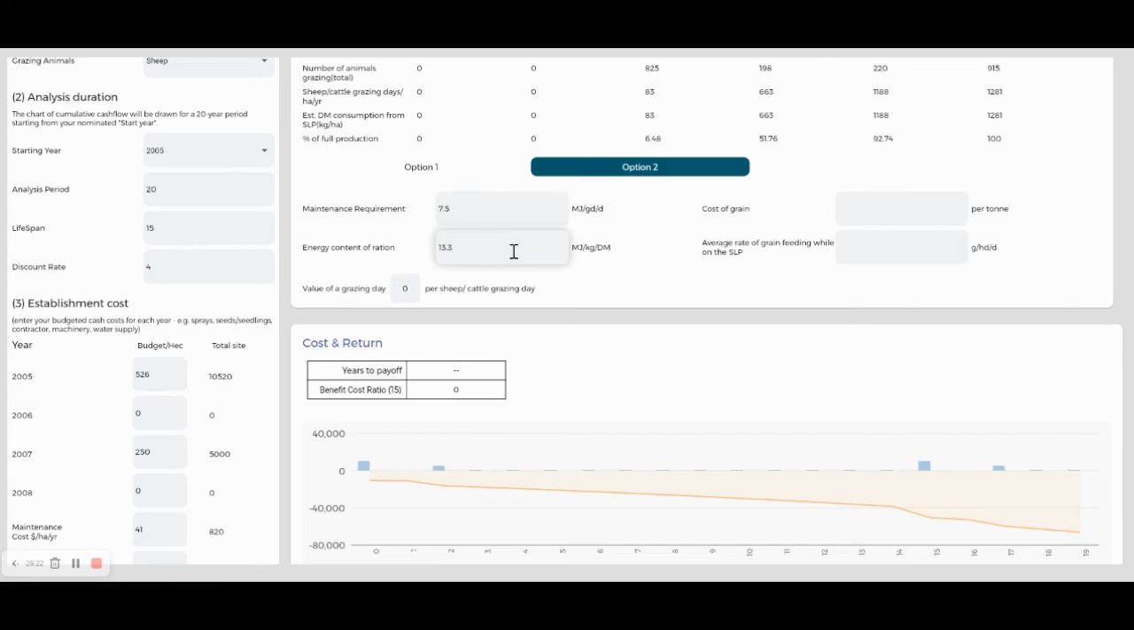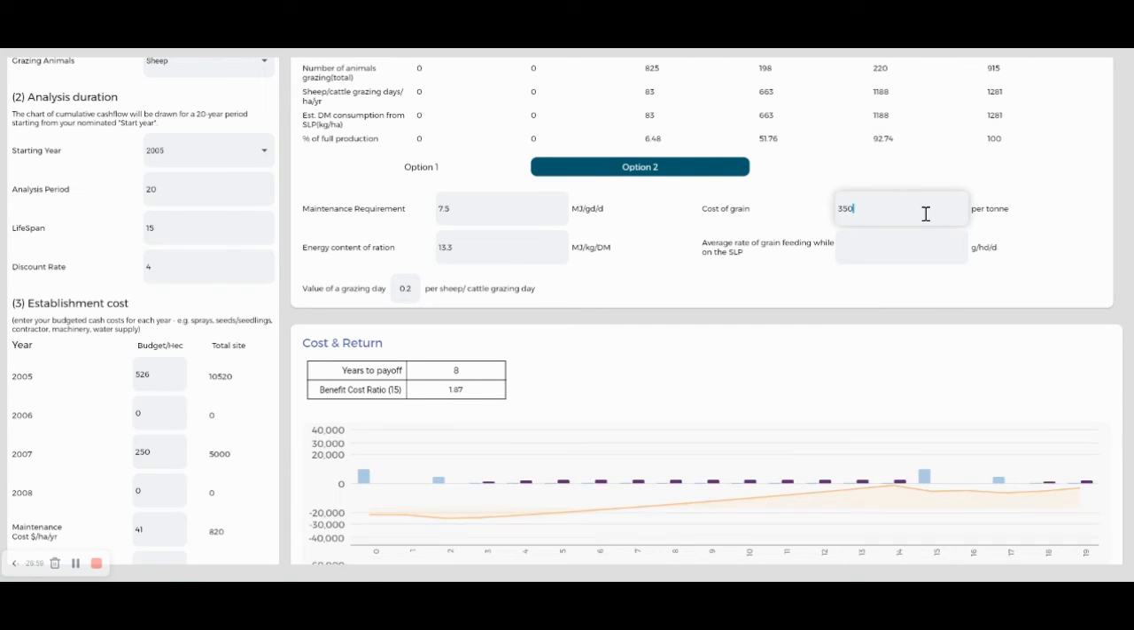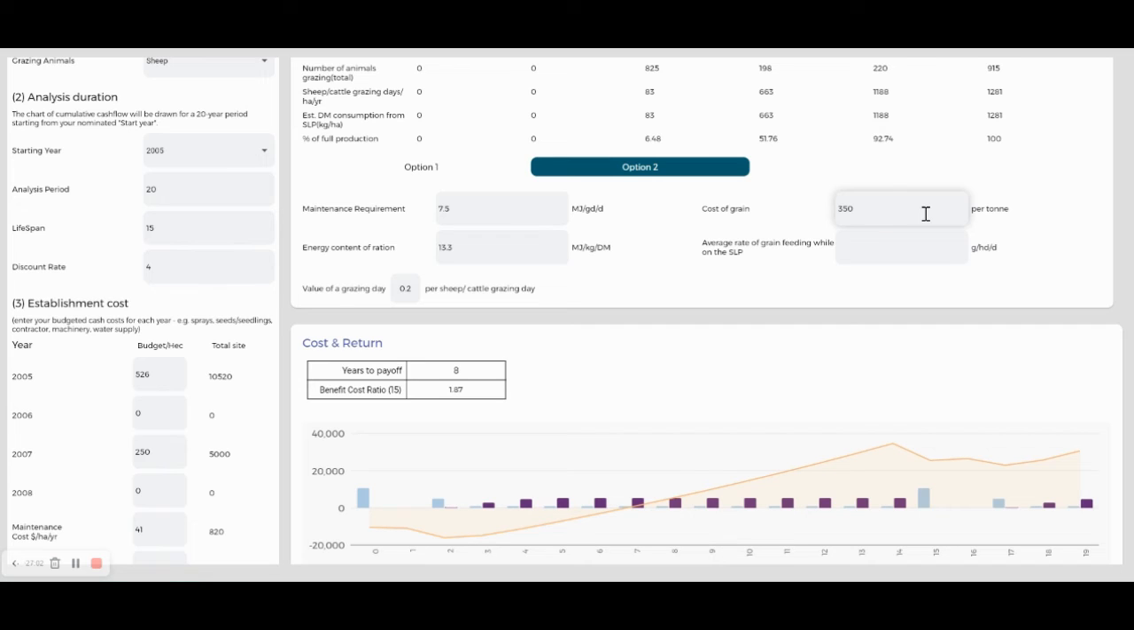The energy content of the ration, so 13.3 is a typical number if you're feeding lupin grain. If you're going to be valuing this using oats or barley, you would likely use a lower number, so maybe somewhere around 10 or 11 for oats, and around 11.5 to 12.5 if you're using barley. And then you put in the relevant cost for the type of grain that you're looking at. So for this example, we're going to use $350 per tonne for our lupins landed on farm.